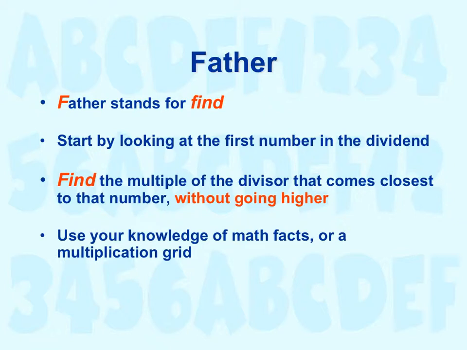So father stands for find. We're going to start by looking at the first number in the dividend. We're going to find the multiple of the divisor that comes closest to that first number in the dividend without going higher. Very important. Use your knowledge of math facts, or you can also look at a multiplication grid. But remember what I said in yesterday's video. You have to know your math facts.